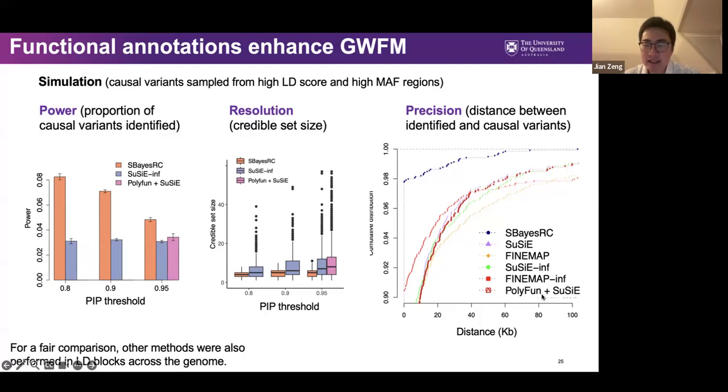Interestingly, this PolyFun plus SuSiE is a fine mapping method that also incorporates the functional annotations, but they did it in a stepwise manner. So they first use LD score regression to estimate the annotation heritability enrichment, and then incorporate that into the SuSiE fine mapping method using the SNP-specific prior. But it does not do as well as the genome-wide fine mapping. And we think the reason might be that doing the unified model in a single-step analysis might be better than the stepwise analysis.